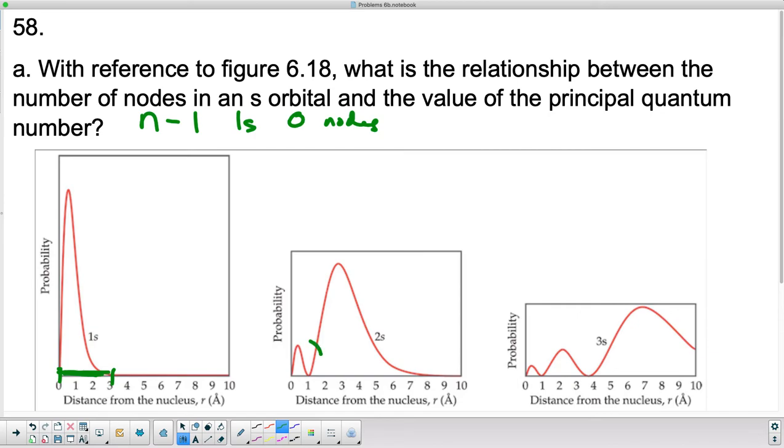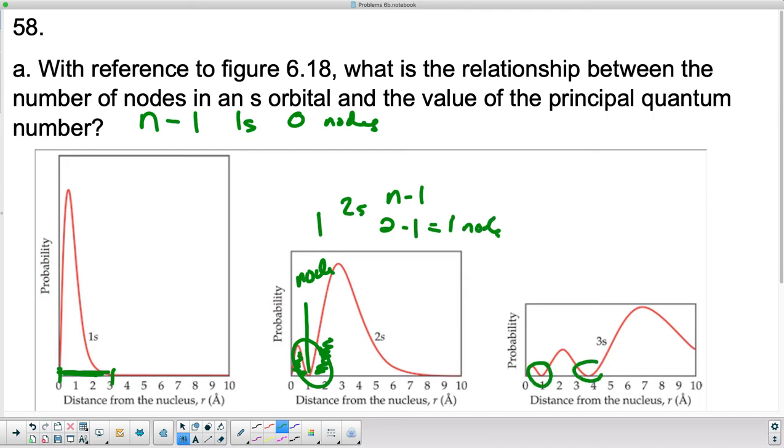Now here is what we call a node, where there are electrons on one side and electrons on the other side, but all of a sudden we have a node here, and there's only one of them for the 2s. So n minus 1 means 2 minus 1 equals 1 node. And you can see it again, 2 nodes. So if n equals 3, that means 3 minus 1 equals 2 nodes. Those are the places where the electrons do not exist in the 1s, 2s, and 3s sublevels. All right, so let's keep going.